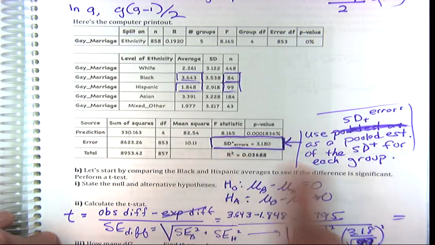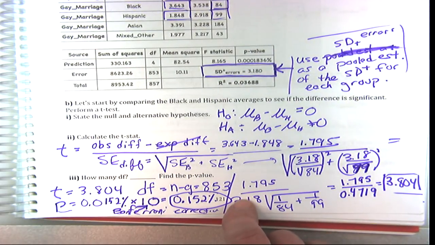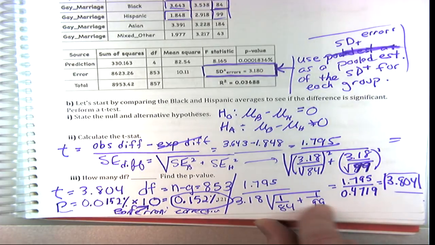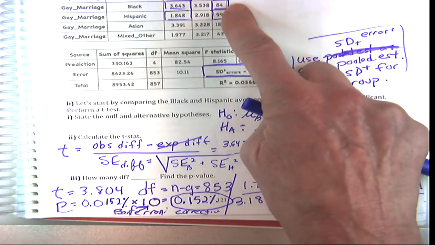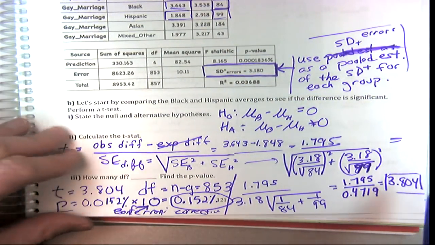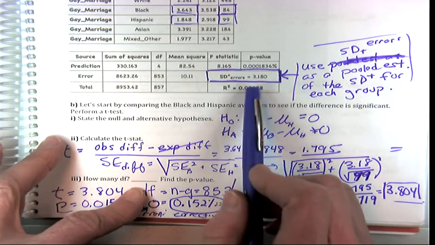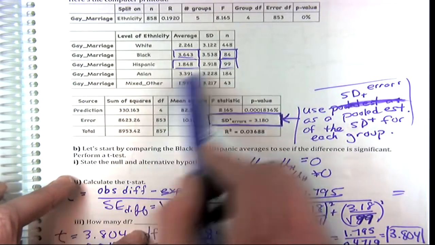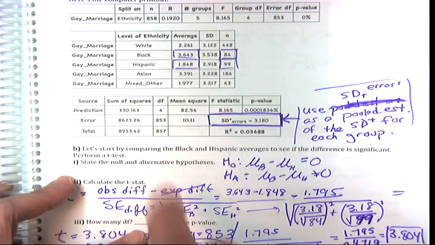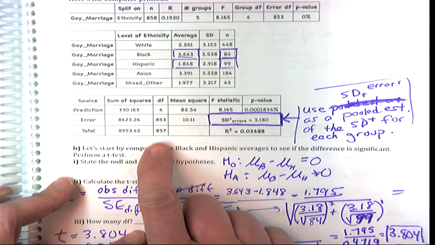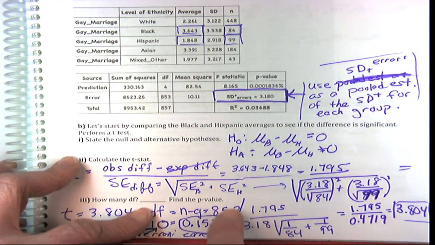So you're just going to divide by the standard error, like right here. You take the difference, you divide it by the standard error, and then you have to weight it according to the different sample sizes here. The 2 groups have a sample size of 84 and 99. So we did that, and we got this big t-statistic, and we found the degrees of freedom, since they're based on the whole sample, it's going to be n, which was 858, minus the number of groups. So that's the degrees of freedom.